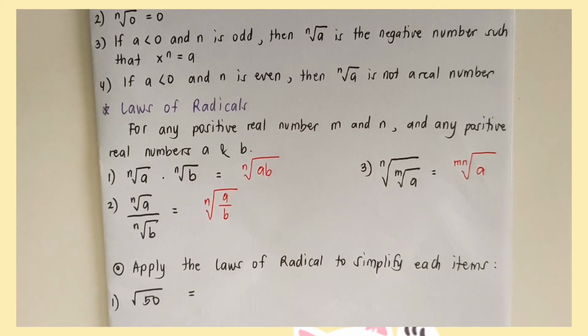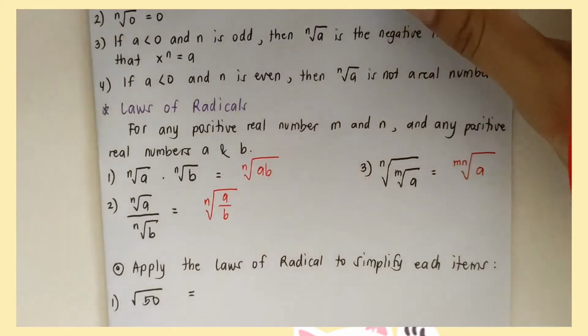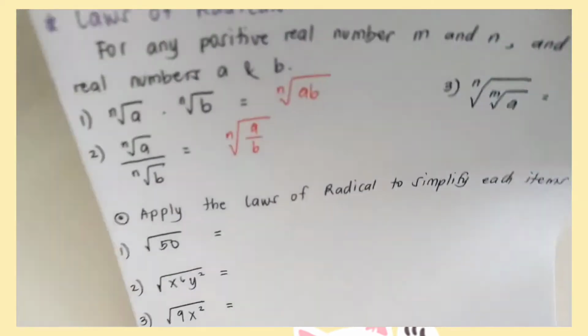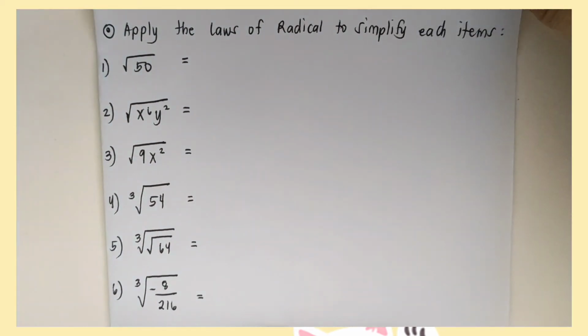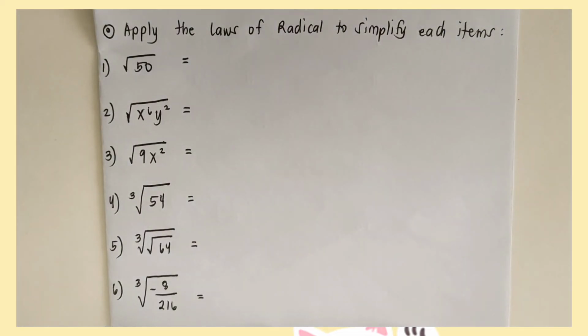Okay, remember the following laws of radicals. Now, let us apply the laws of radicals to simplify each item. You can try to solve it on your own. You can pause the video and check your answer later on. Okay, number 1, let's solve the square root of 50.